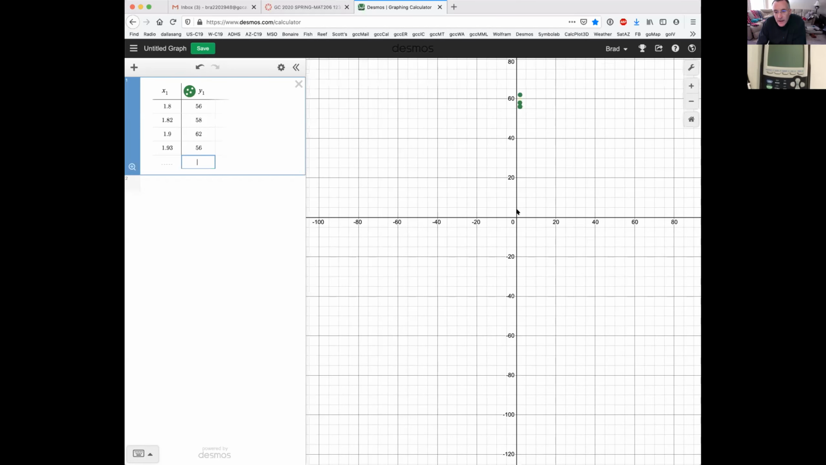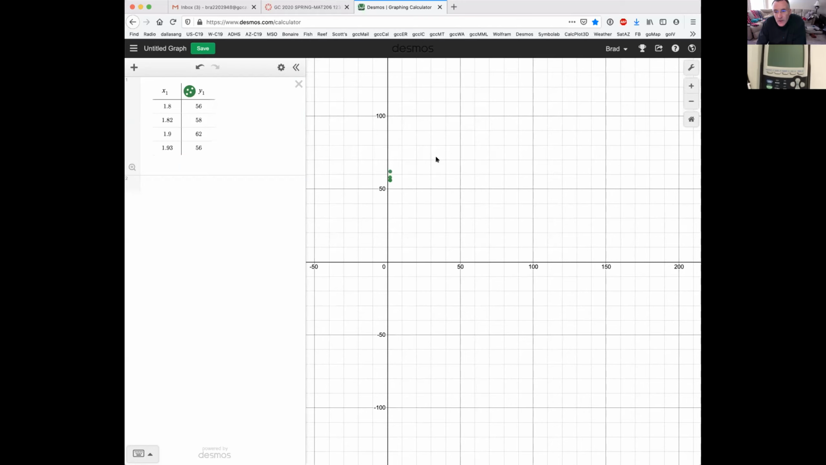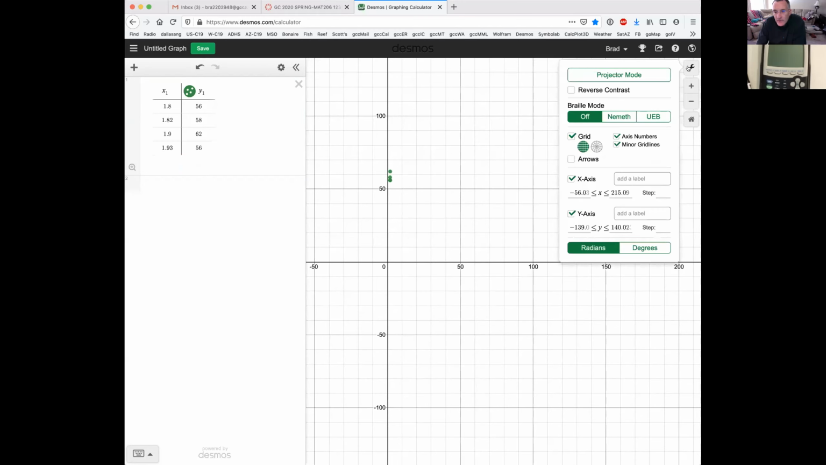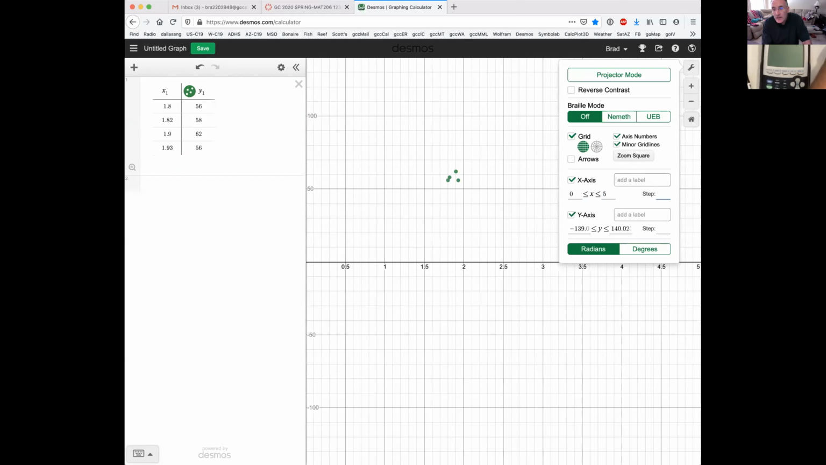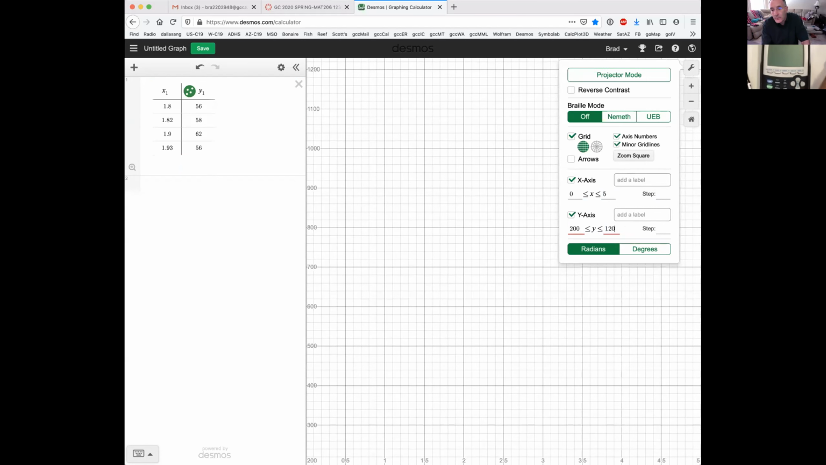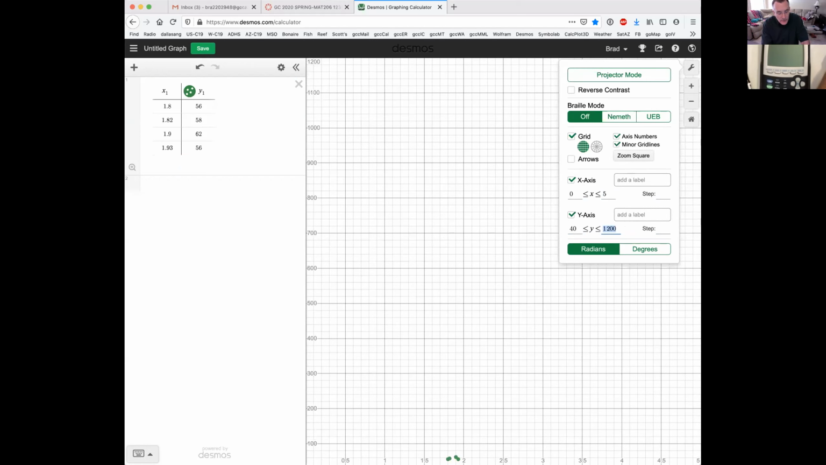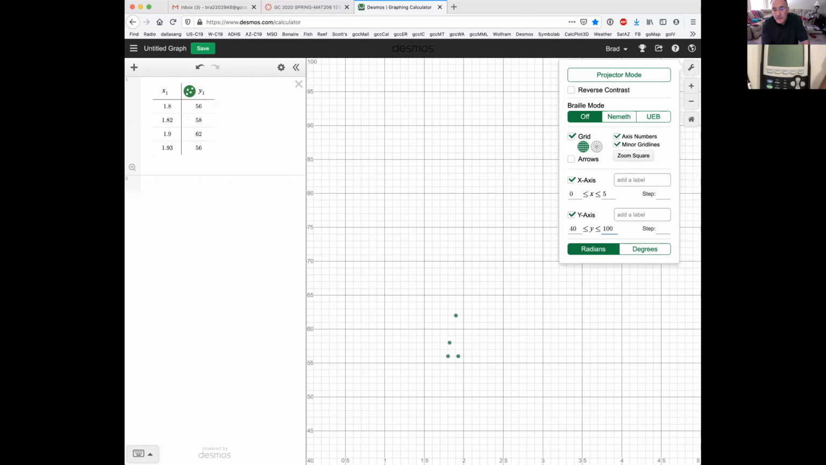Now you can use your mouse and scroll out so that it looks like they're way up here. Or you can push the graph settings and adjust your window just like you did on your TI. So we said 0 to 5, and we said Y should be about 200 to 1200. Is that what we said? No, that was the other data. We said 40 to 100 minutes.